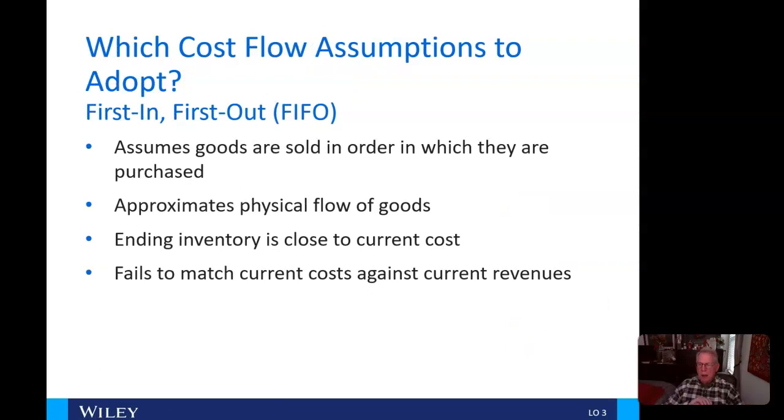Okay. FIFO. FIFO assumes the goods are sold in the order in which they're purchased. It approximates the physical flow of goods. Its ending inventory is close to the current cost because those are the last units that we purchased. We're selling from the top down. But it doesn't match the current costs against current revenues. That's FIFO's shortcoming.